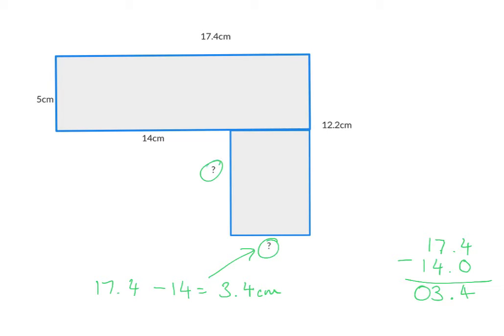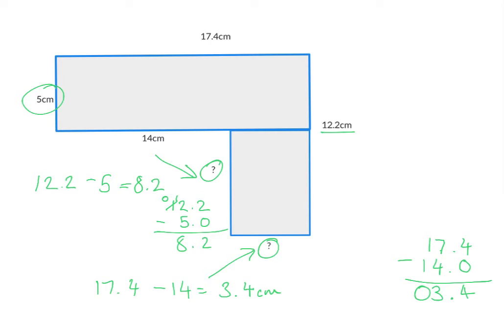And then this missing side, you should have done 12.2, take away 5 equals, I'm going to line it up like I did here, 12.2, take away 5. It's so crucial that you have it all in the right column. 2 take away 0 is 2, decimal point, 2 take away 5 we can't do, we're going to borrow. 12 take away 5 is 8. We've got 8.2 for that missing side here.